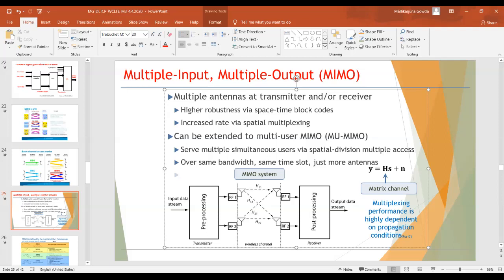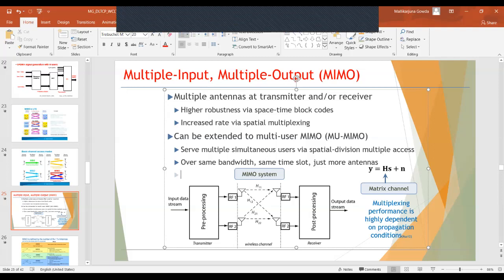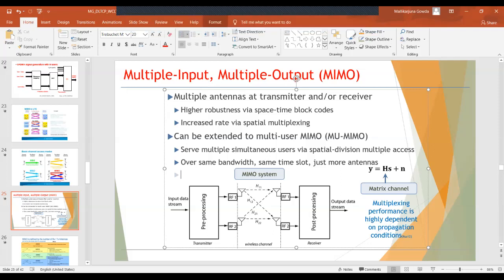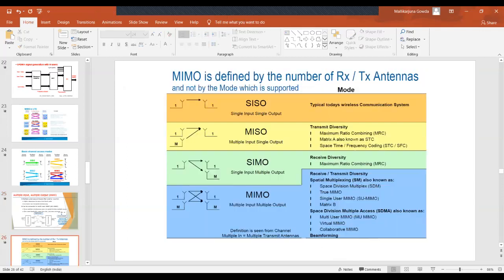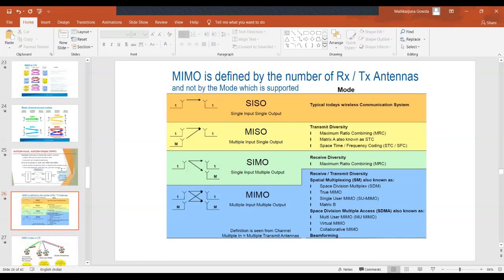So in brief, MIMO has multiple antennas at the transmitter side and multiple antennas at the receiver side. It is possible to have high robustness with the space-time block codes, and it increases the data rate via spatial multiplexing. I think I repeated the slide again. So MIMO is defined by the number of transmit and receive antennas, and not by the mode which is supported, whether it supports single user, multi user, and so on.